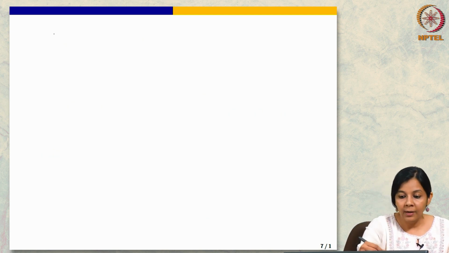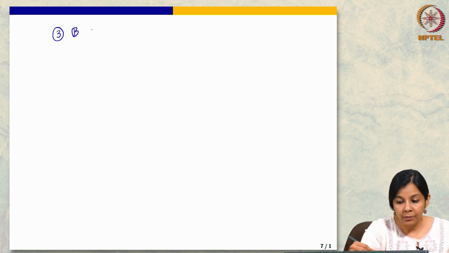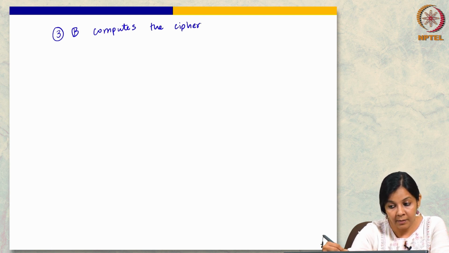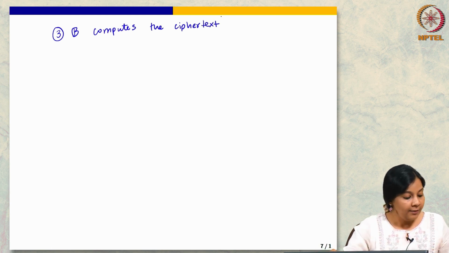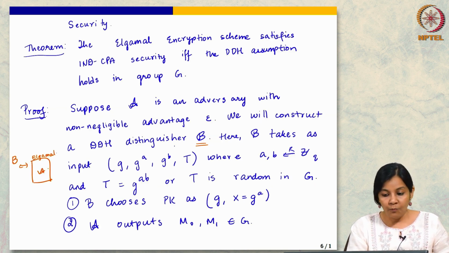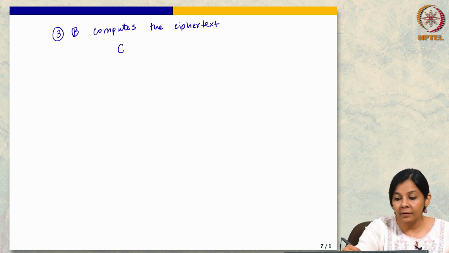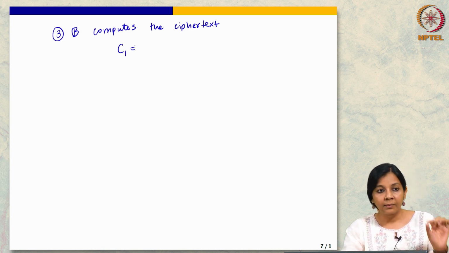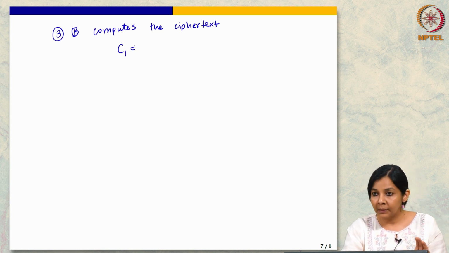Okay. And then what does B do? B now must compute the ciphertext, right. So, what does the ciphertext contain? It contains a C1 and a C2, where C1 is G to the R. Now, what should C1 be set as? The second part of the DDH tuple, right.